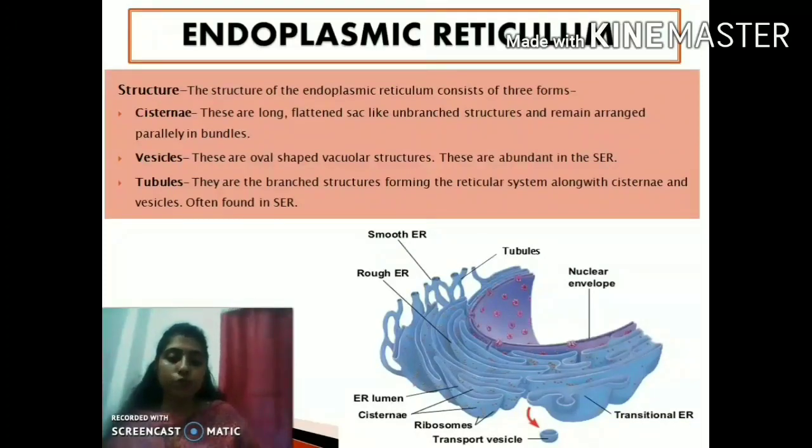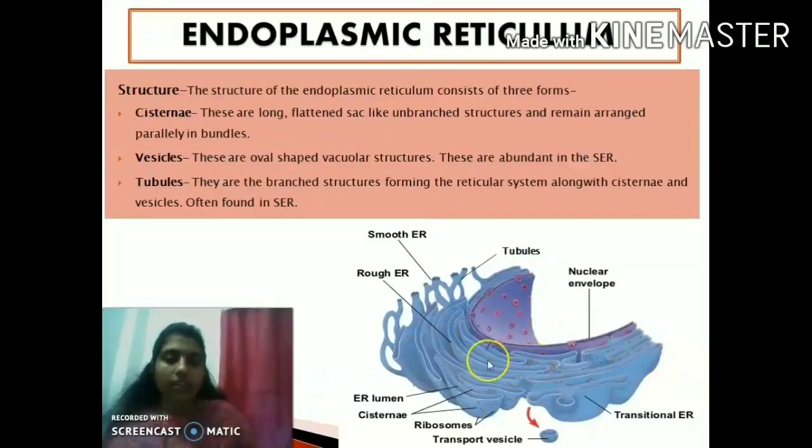Now let's move to the structure of endoplasmic reticulum. The structure consists of three main forms: the first one you can see here is the cisternae, then vesicles, and then tubules. So what is cisternae? These are long, flattened, sac-like structures arranged in parallel bundles. Here you can see the diagram. Can you see this structure? All of these long, elongated and flat structures are termed cisternae, and they are parallel in appearance with each other. All of these are the cisternae.